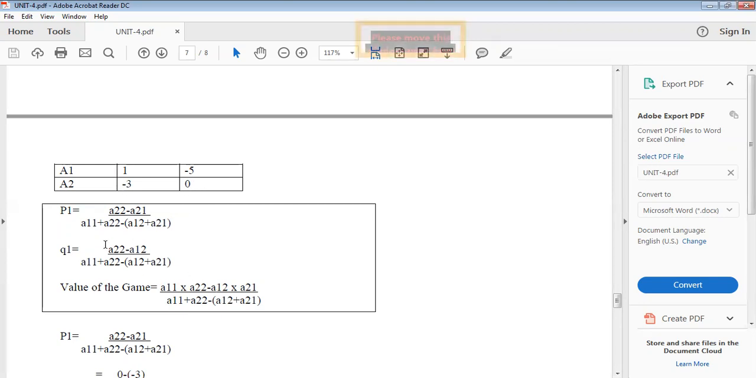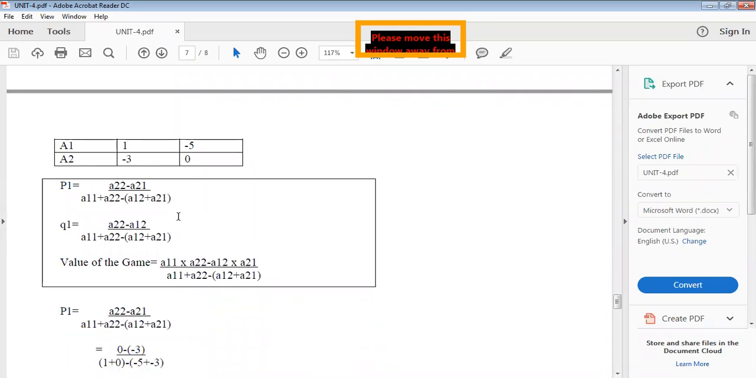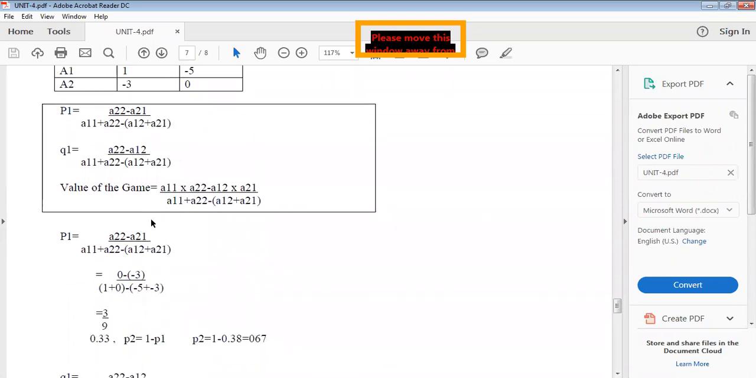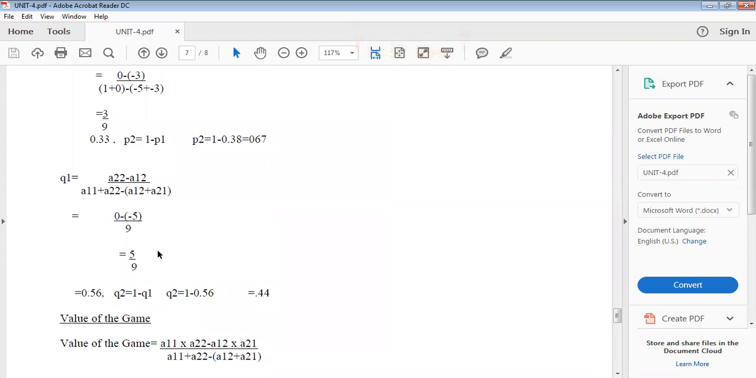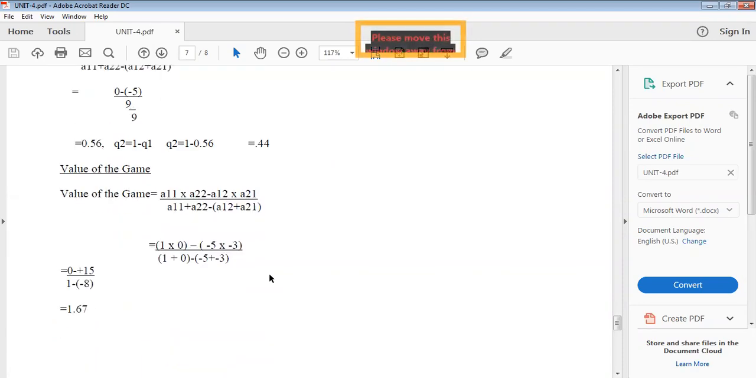You substitute all the values. So P1 is equal to A22, which is 0, minus A21, which is minus of minus 3, so it is plus 3, divided by all these things, to be marked clearly. So like that, if you put all the values, you are going to get P1, and automatically P2 is equal to 1 minus P1, P2 is equal to 1 minus 0.38, 0.67, and Q1 is similarly 5 by 9, 0.44, and Q2 is equal to 1 minus 0.56, which is nothing but 0.4.